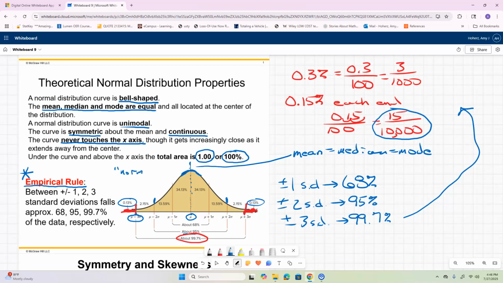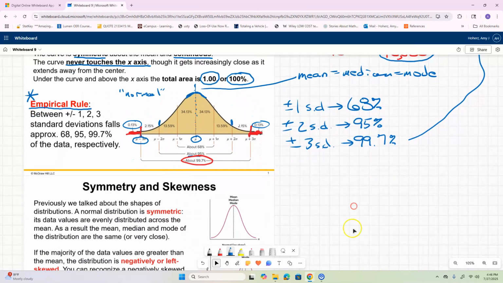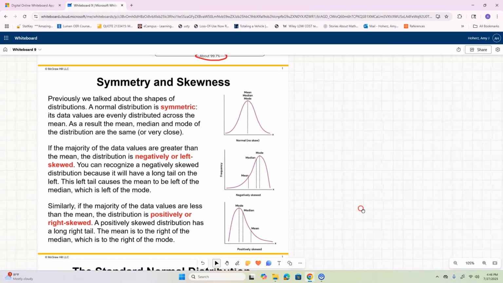Okay? He wasn't falling within that normal curve. So in statistical terms, he wasn't within the normal curve. And so it was something that needed to be looked at, because it's very, very uncommon to be below or above 3 standard deviations. Okay, so now we're going to talk again about symmetry and skewness.